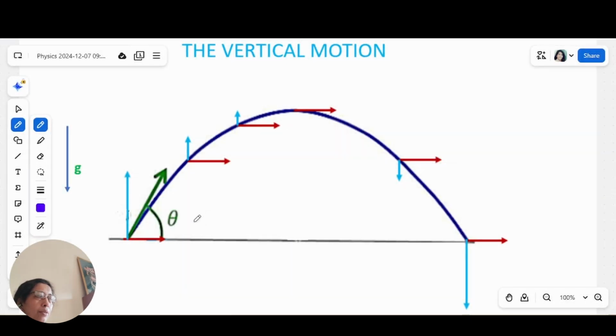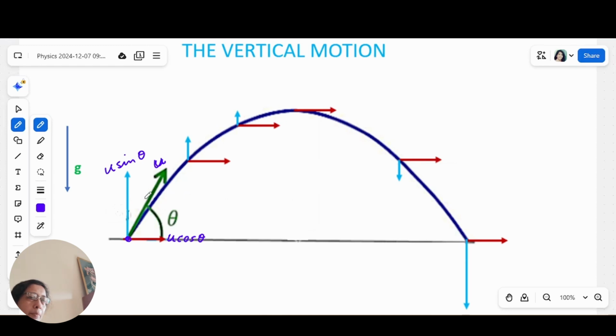Now let's focus on the vertical motion. The velocity of this particle u has two components, u cos theta, the horizontal component, and u sin theta, the vertical component. There is no force acting in the horizontal direction.